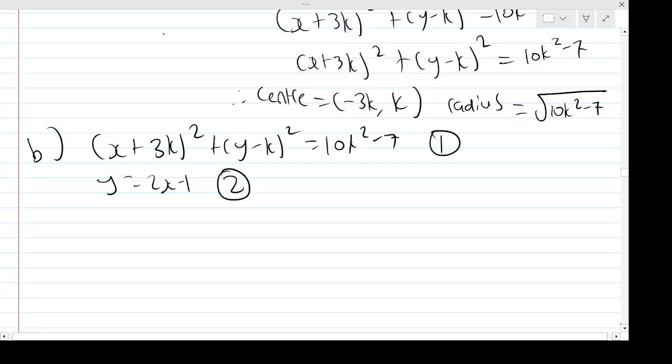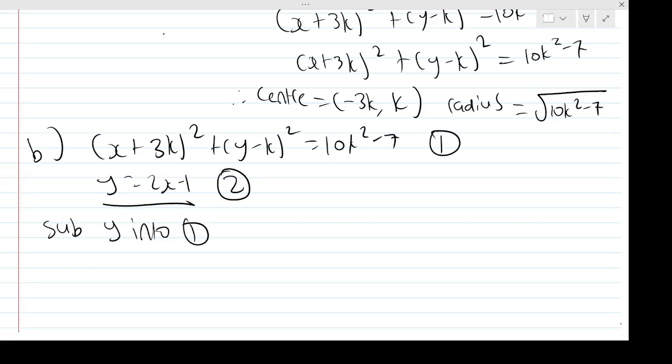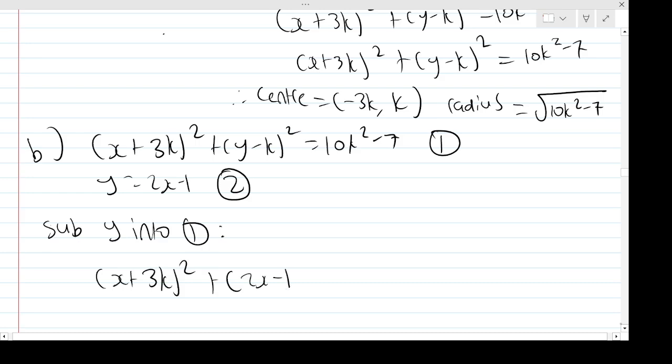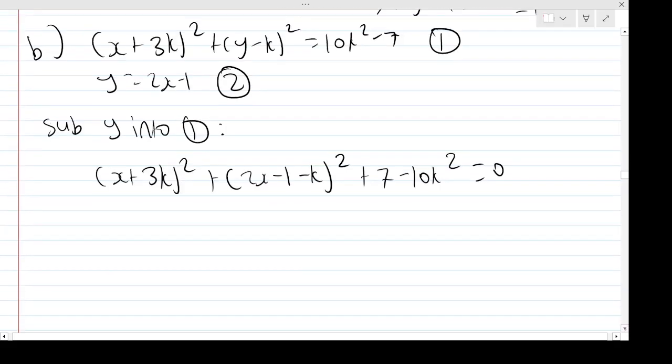So I'm going to substitute one into the other. I'm going to sub y into the first equation because y is there. Then I'm going to get x plus 3 all squared, add y. Now y would be 2x minus 1, and then it'd be minus k all squared. Then I'm going to move this to the other side again, then I'm going to get plus 7 take away 10k squared equals 0, to make it equal to 0. That's how we solve them.